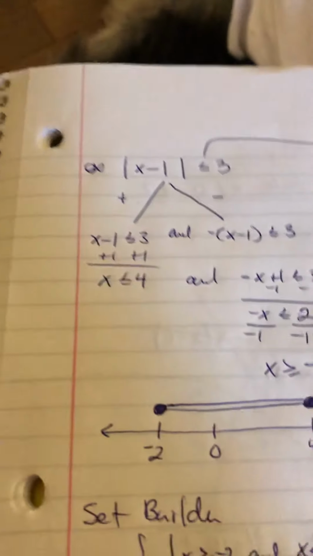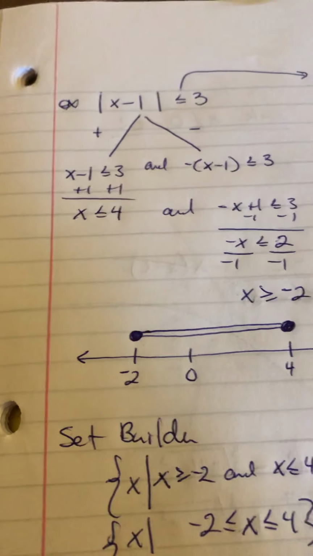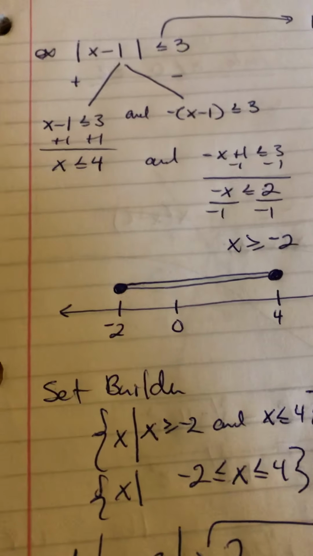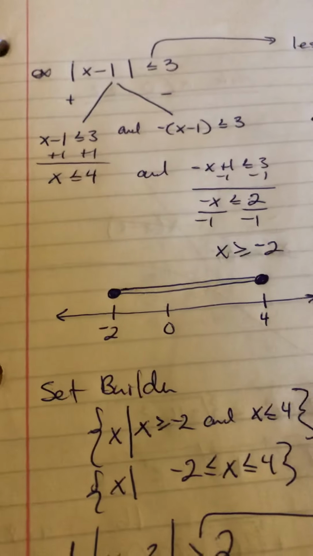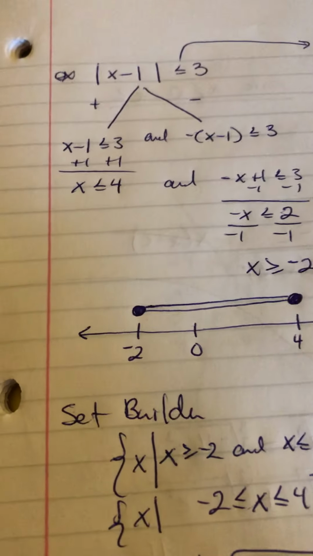First of all, you can have an "and" or an "or." An "and" is considered an intersection, or where the sets overlap. "Or" is a union, and they don't have to overlap. They can be one side of the number line or the other side of the number line.